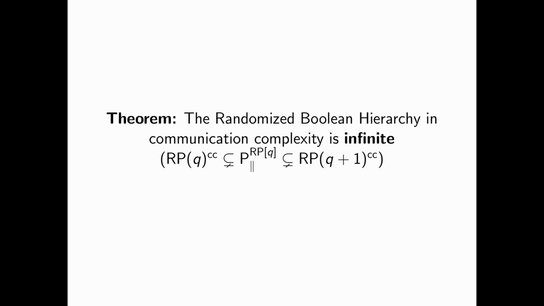Our main contribution is to relate the randomized Boolean hierarchy to the nondeterministic Boolean hierarchy. It turns out that these are intertwined in such a way that shows that the randomized Boolean hierarchy does not collapse. That is, more RP calls help compute more functions.